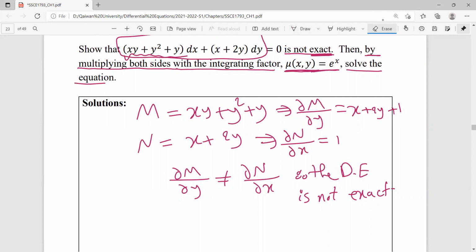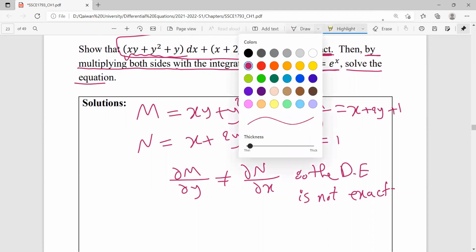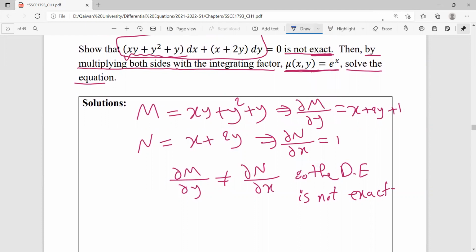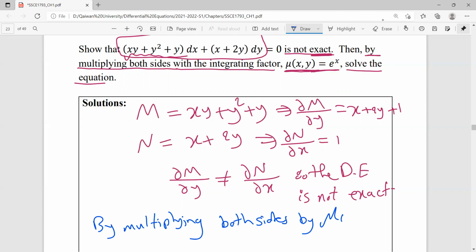Multiplying both sides by mu of xy, which is e to the power x. This is the integrating factor. We are going to multiply both sides by mu of xy, which is e to the power x.